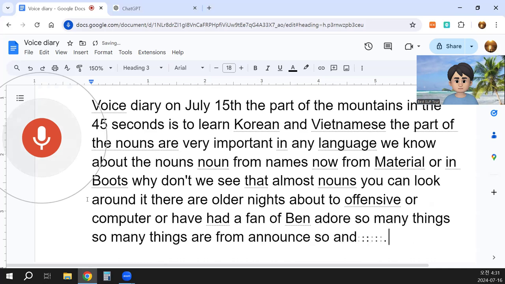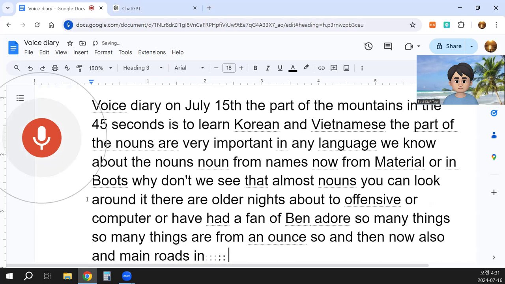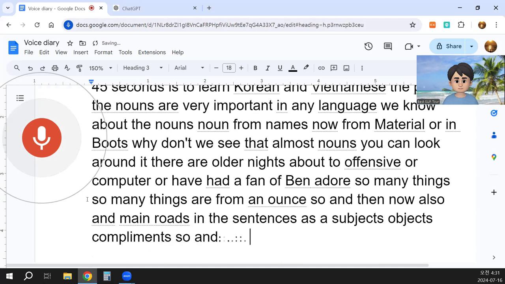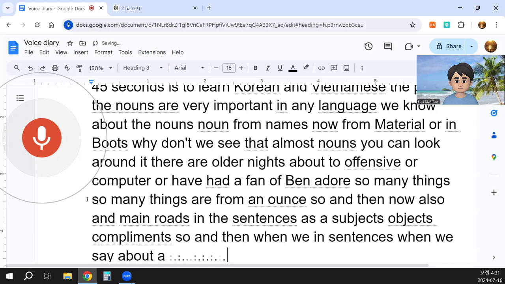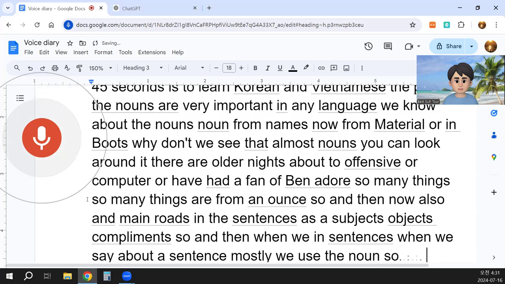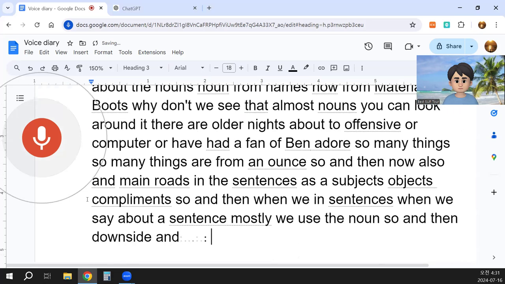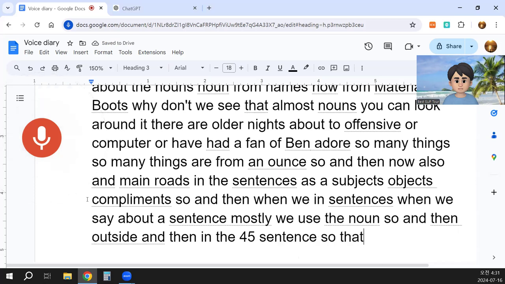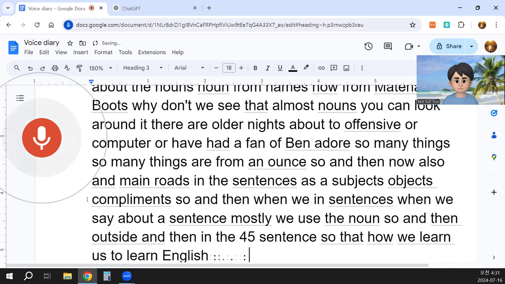Nouns also have main roles in the sentence as a subject, object, and complement. When we talk about a sentence, mostly we use the noun. So nouns are very important. And the 45 sentences help us learn English better and easier, then I check out.